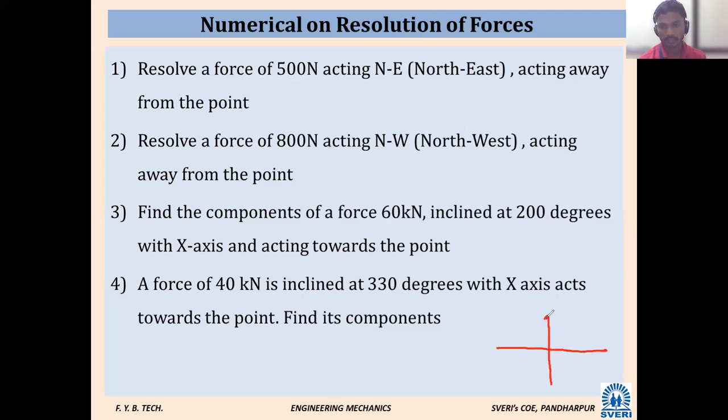So here which direction is there? North. Here which direction is there? South. Very good. Here which direction is there? West. Here, east. So these are the principal directions. Depending upon this, we are going to solve certain problems now.